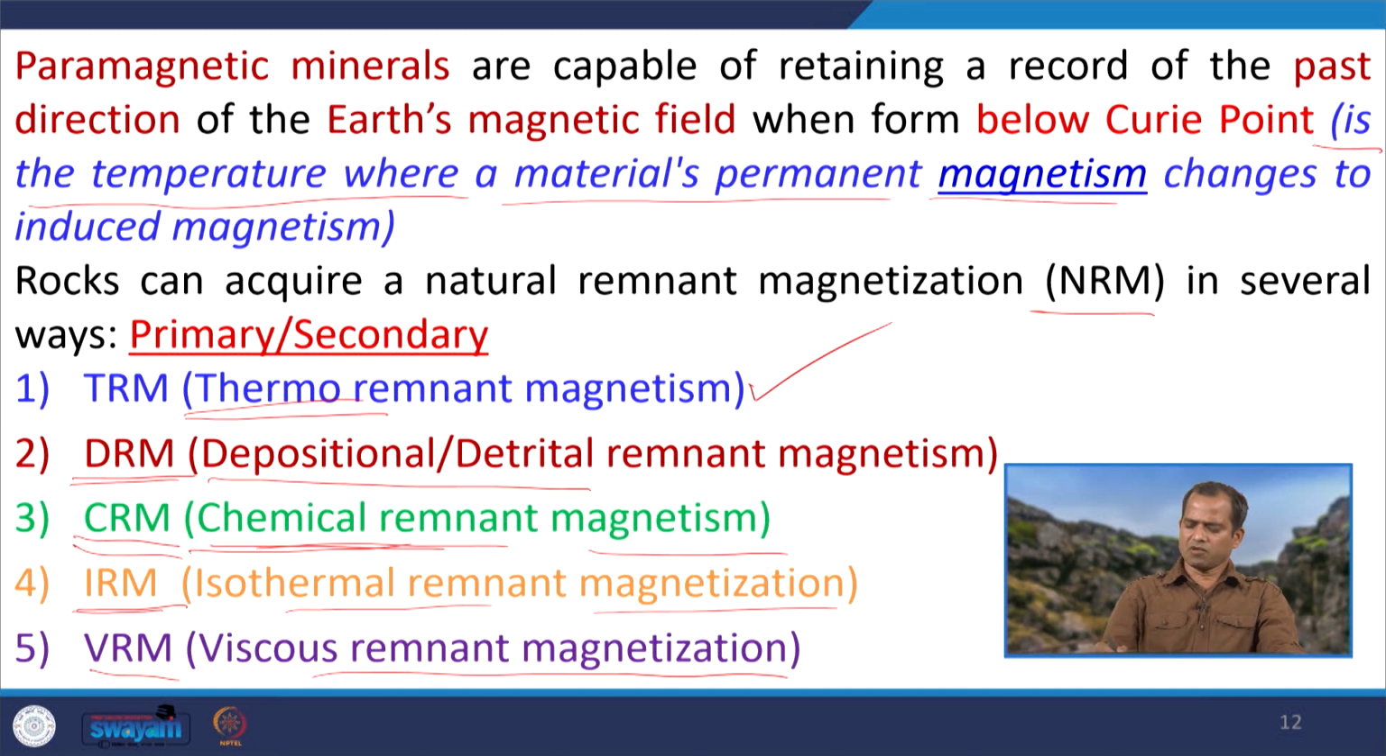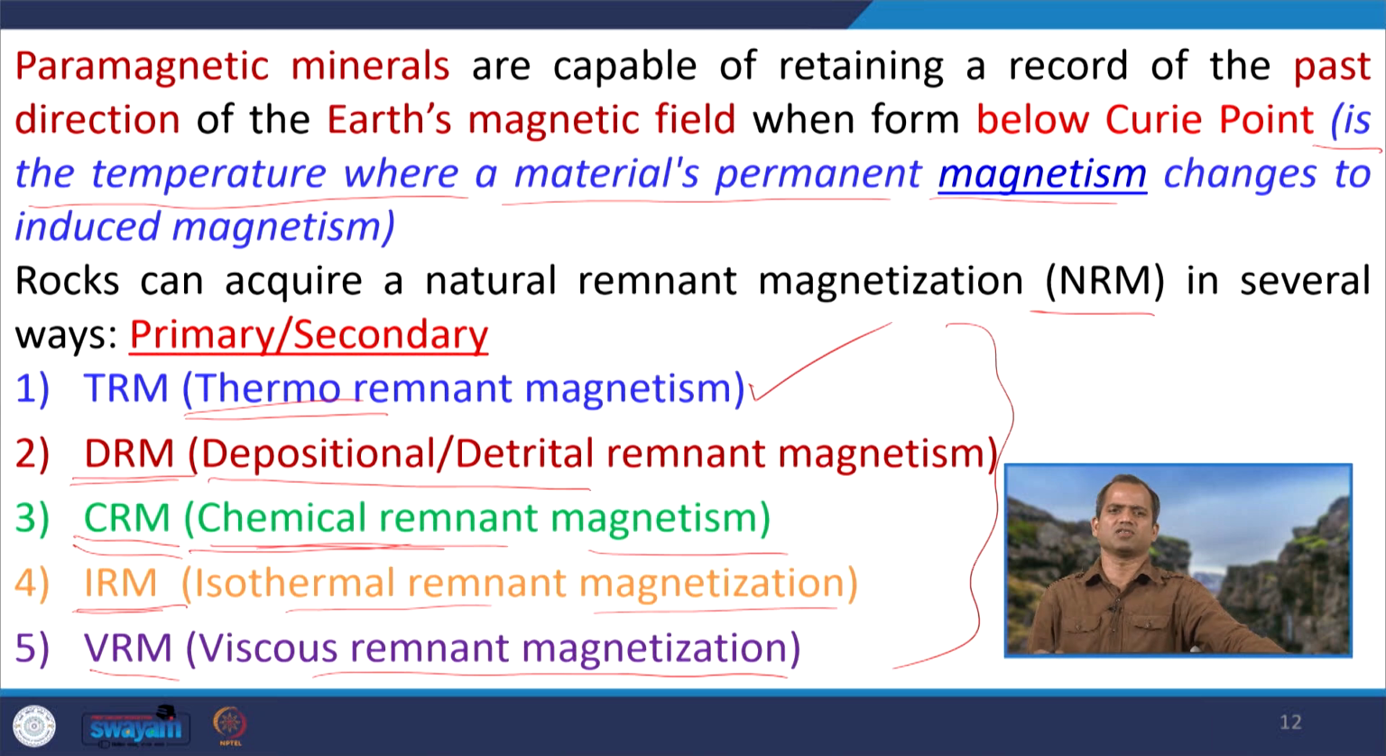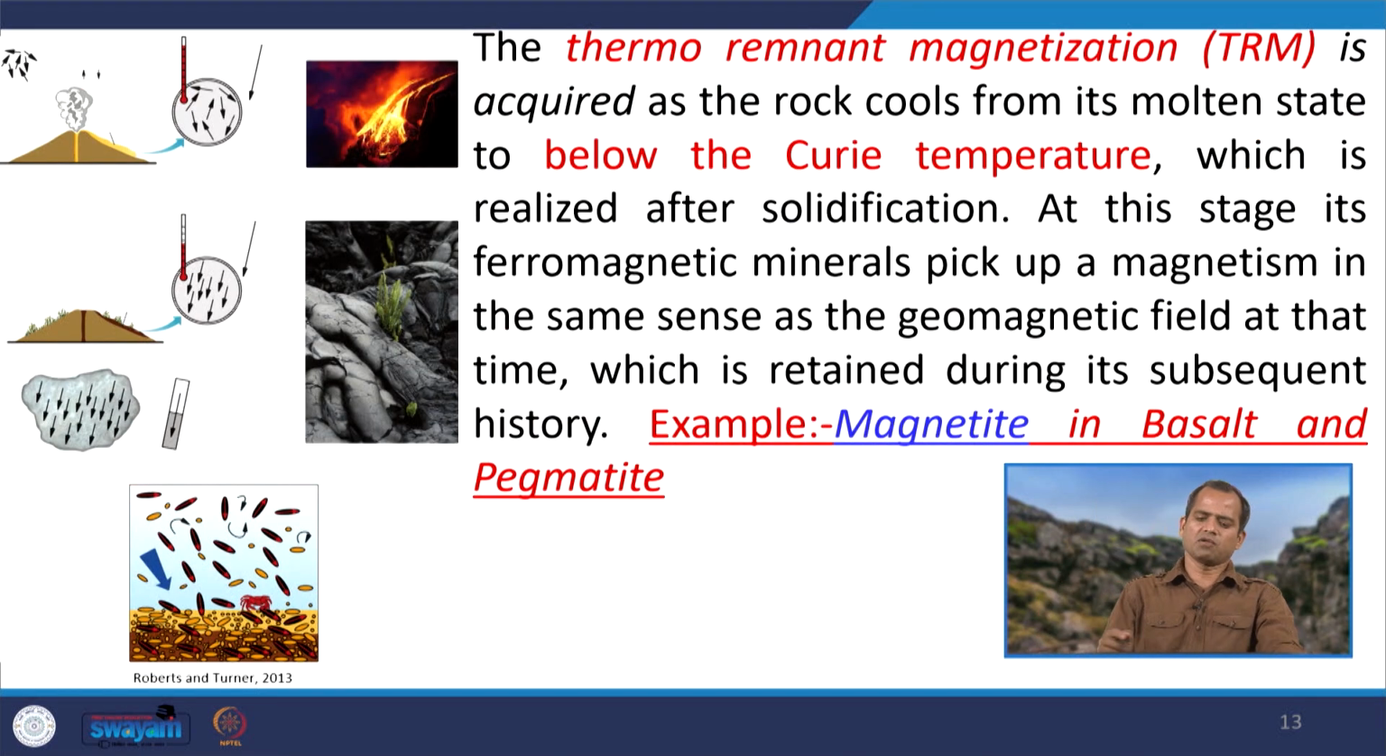So, that is all about these magnetization processes, and we will talk in detail about how these magnetization processes help in plate tectonics and particularly provide evidence about continental drift. So, talking about thermoremnant magnetization or TRM, it is acquired as the rock cools from its molten state to below the Curie temperature, which is reached after solidification. At this stage, its ferromagnetic minerals pick up magnetism of the same sense as the geomagnetic field at that time, which is retained during subsequent history.